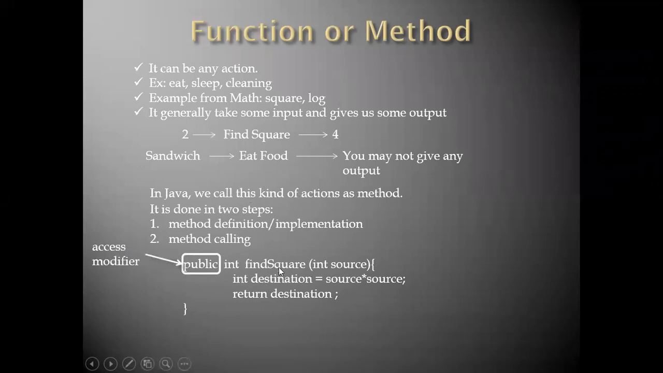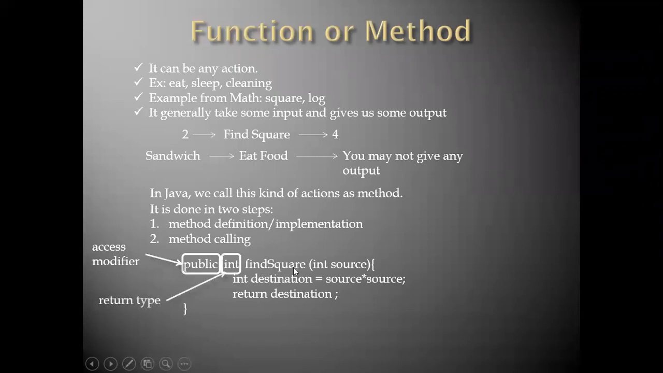Find square: if we take 4 here, it's going to give us 16. 16 is of type what? Integer, right? So it is called the return type. Before the method name, we write the type of value it is going to return. Next thing is the method name. What is the method name?